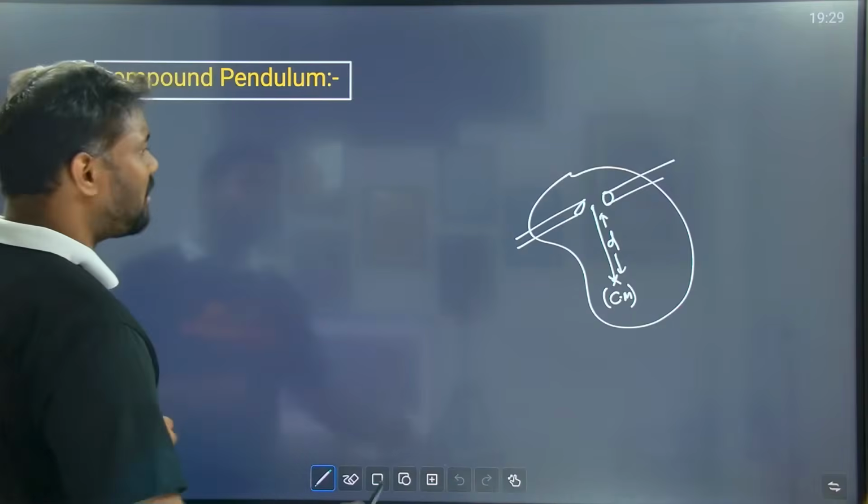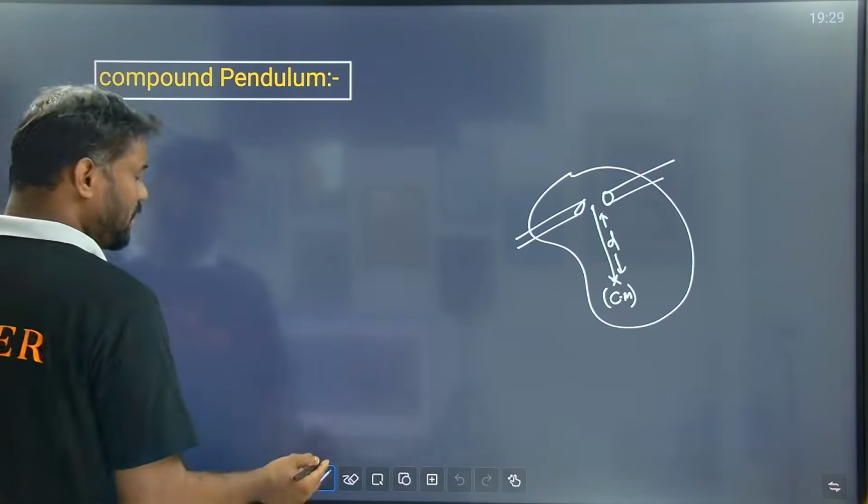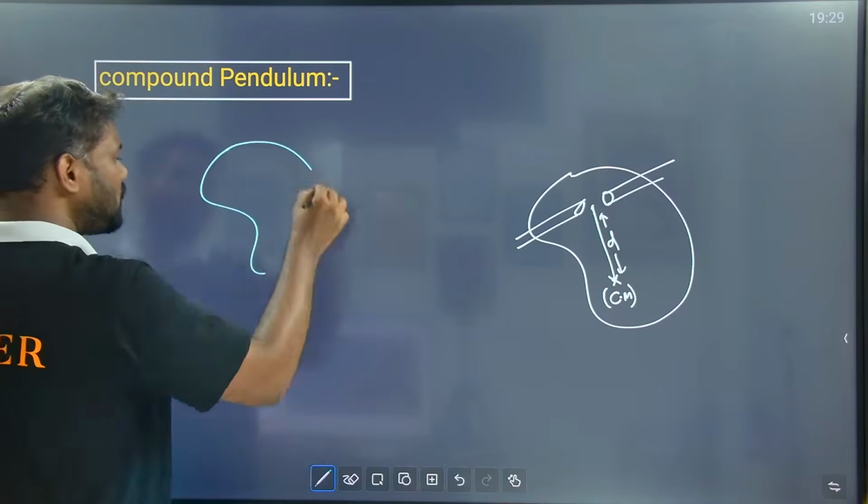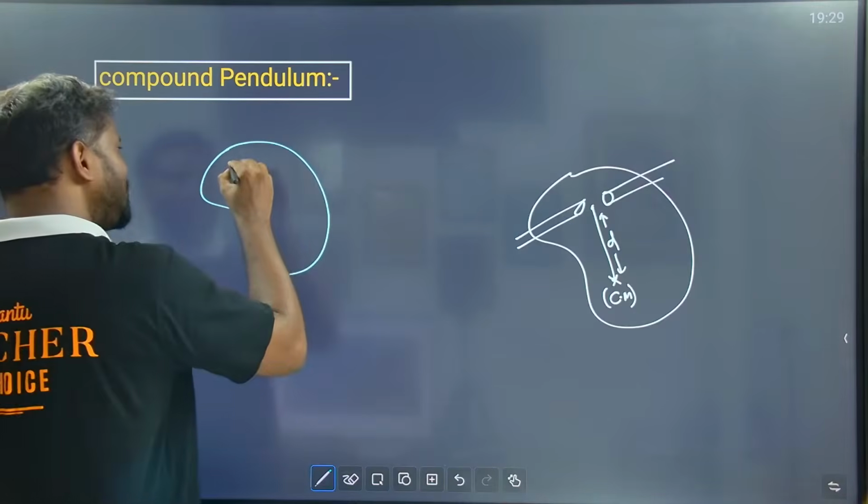How do we calculate it? Now, this is my object, I am taking. Now I am taking that this is my object. So this is the axis, I am taking.